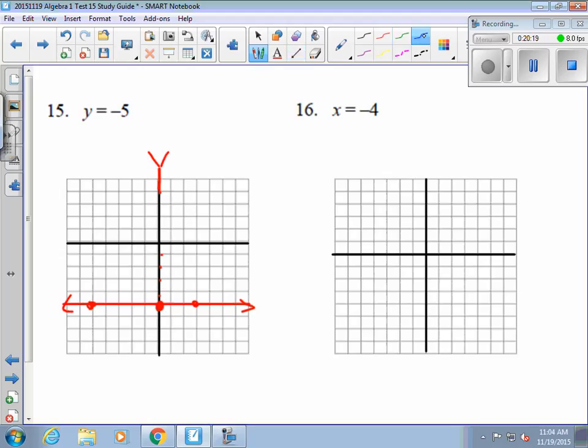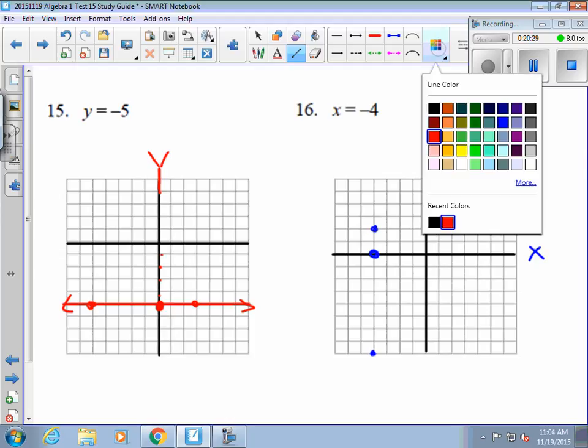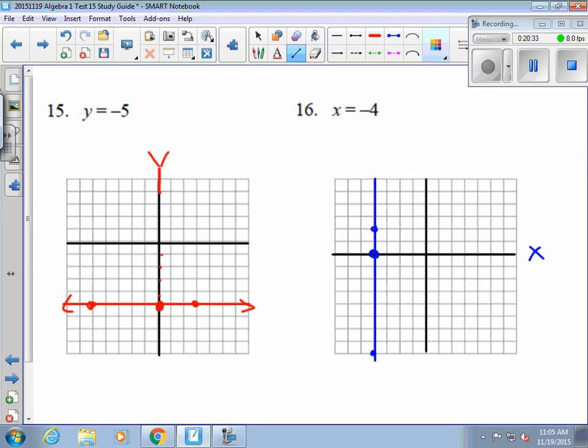X, on the other hand, when it's equal to negative 4, is going to cross through at 1, 2, 3, 4. It'll cross through there at negative 4. It'll cross through here at negative 4. It'll cross all the way down here at negative 4. So x's value of negative 4 is a vertical line going like this.